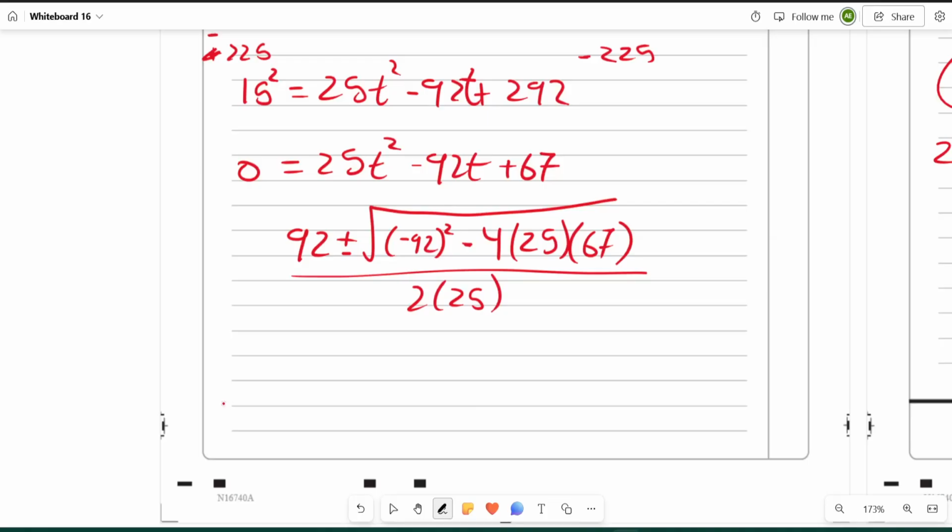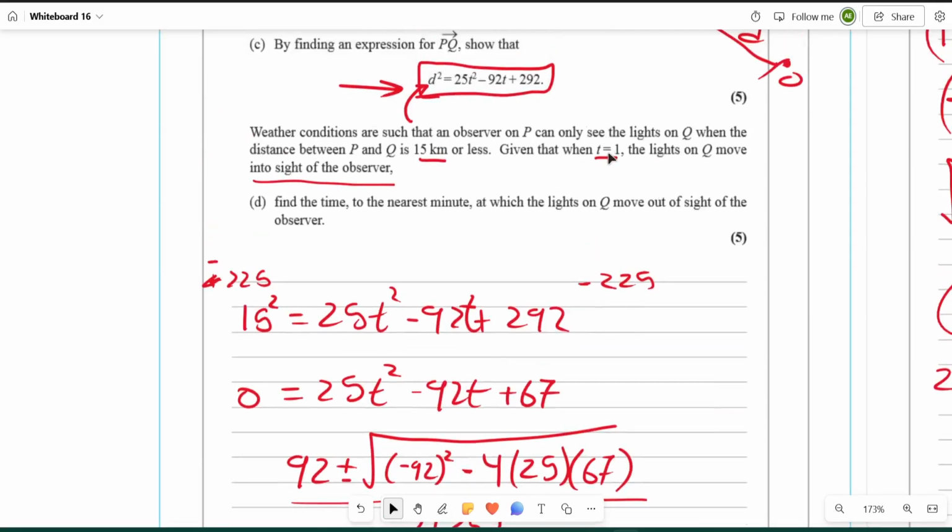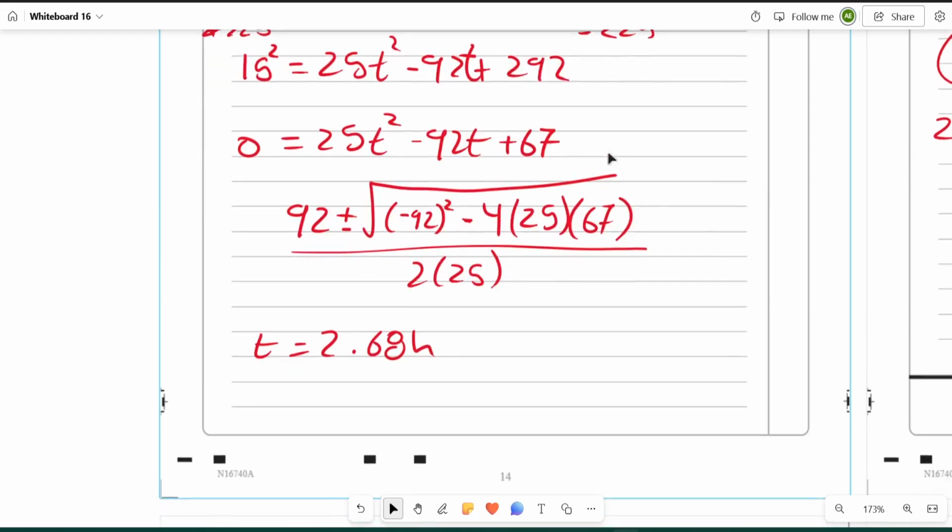So the first answer, when this is plus, is going to be time equals 2.68 hours after midnight. And the second answer, when this is minus, I expect it to be 1, because over here it told me that when t is 1, the distance between them is 15. So 92 minus the square root of 4 times a times c, over 2a. Yeah, so the other time is basically t equals 1.